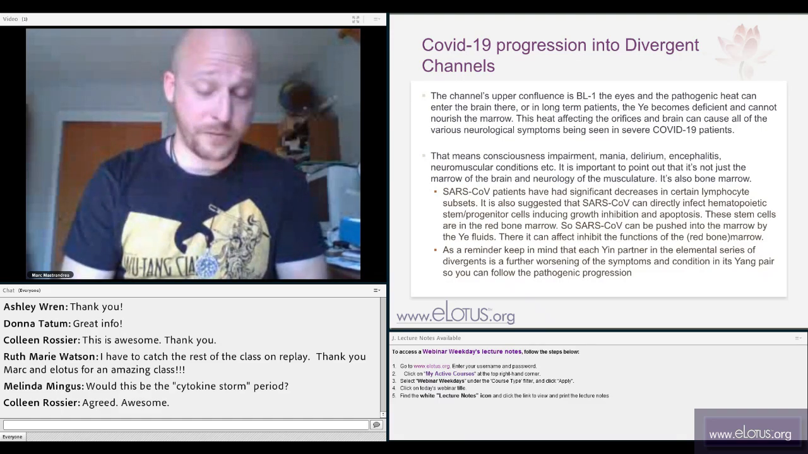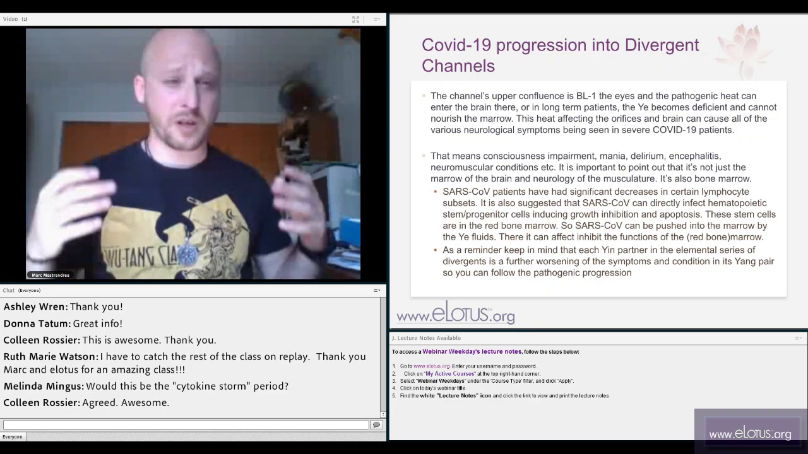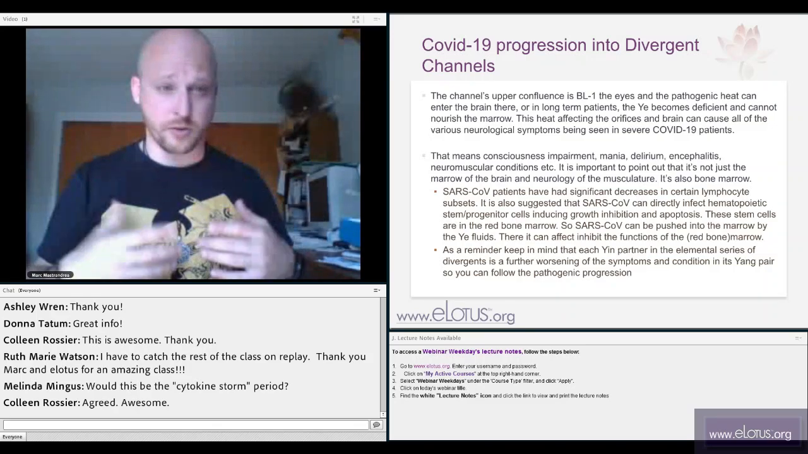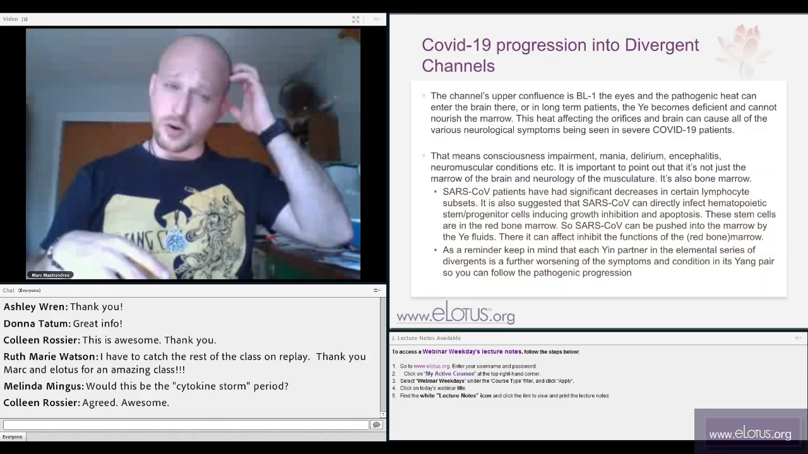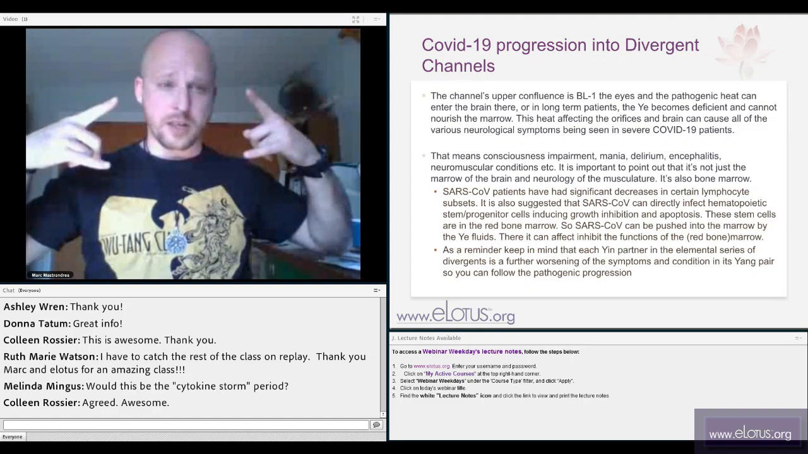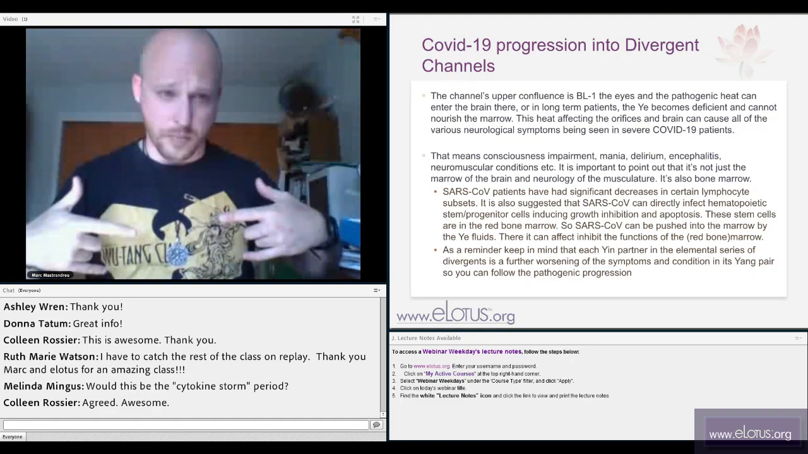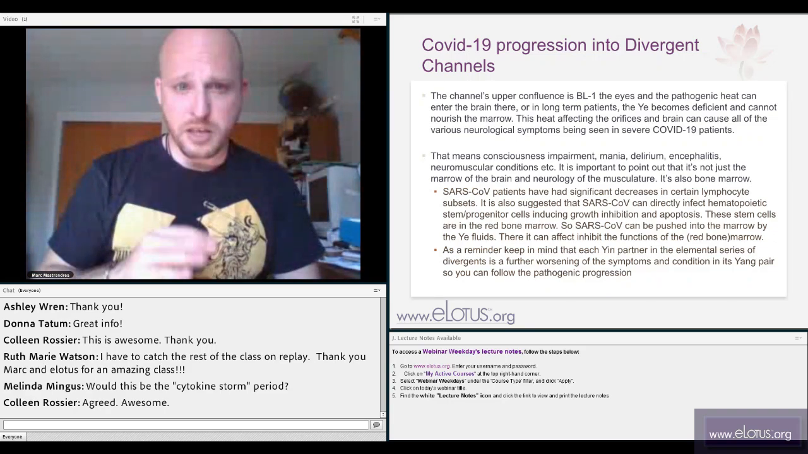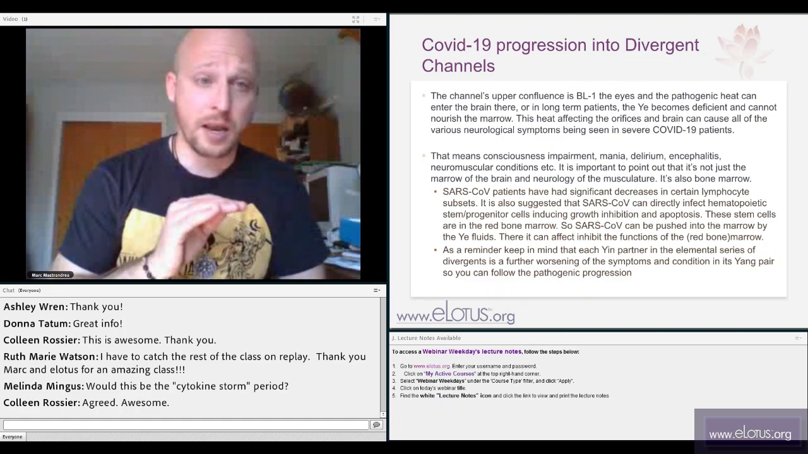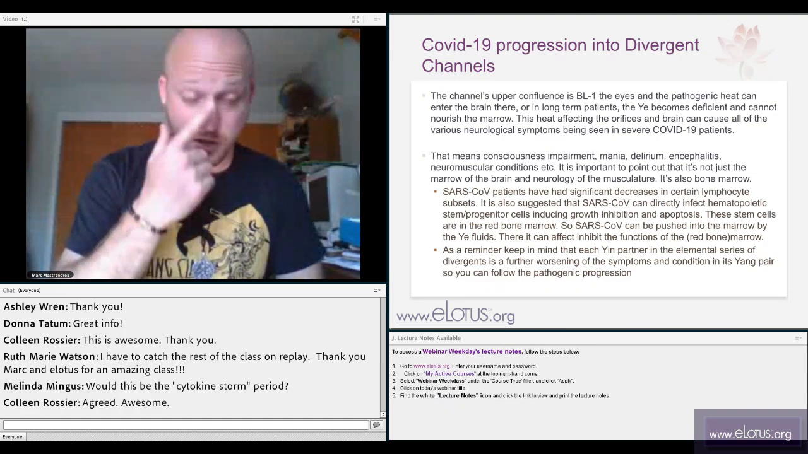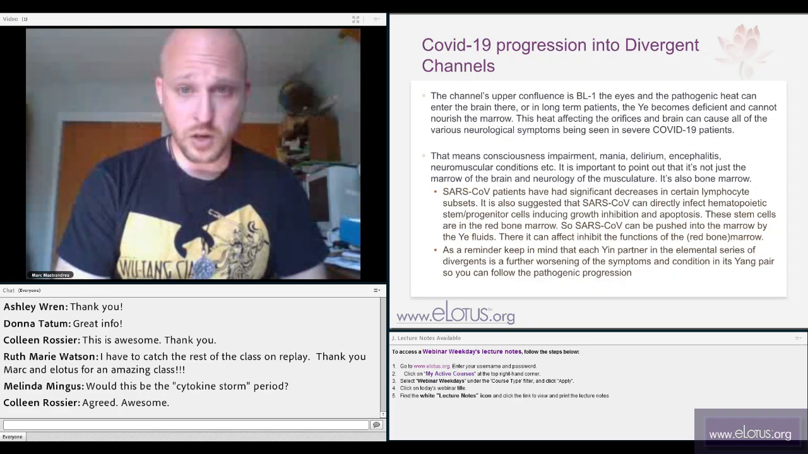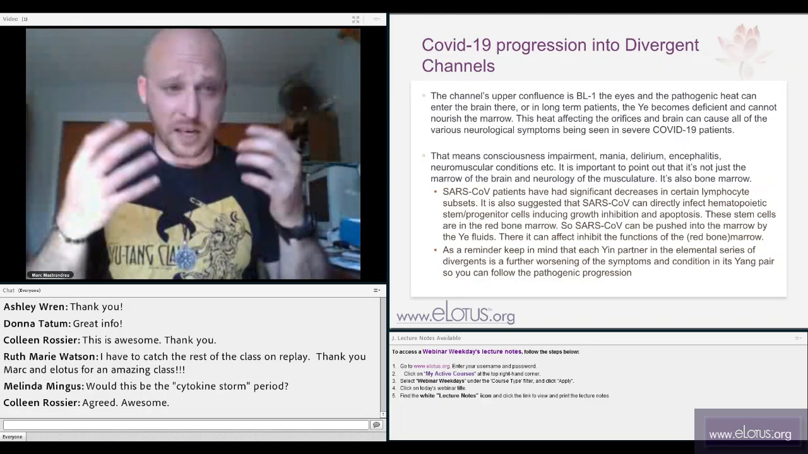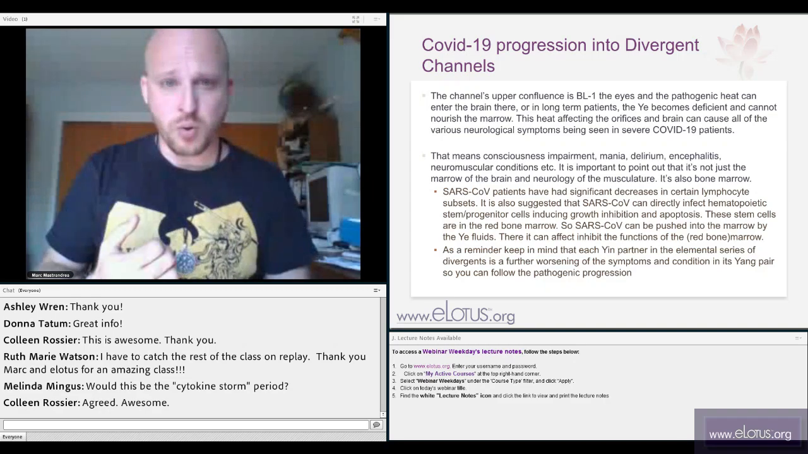The channel's upper confluence. The upper confluence points are the points that you needle first to open the divergence, to tell the body we're using a divergent channel, we're not using primaries, right? So these confluent points are based on whether you want to bring something up and out of the body or down into the body, but you always needle them first in an order, and we'll go over that later. The small intestine and heart's upper confluence is bladder one, just like stomach and spleen. But this pathogenic heat is so strong, it can enter the brain here because there's no yin to hold it away.